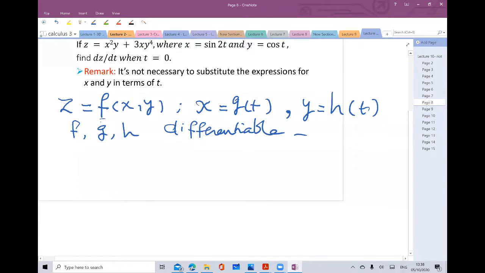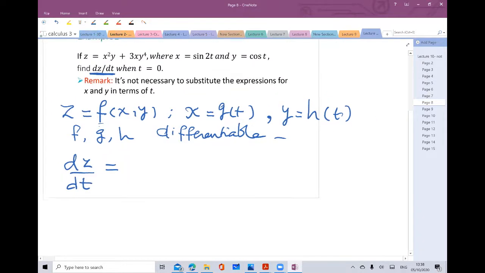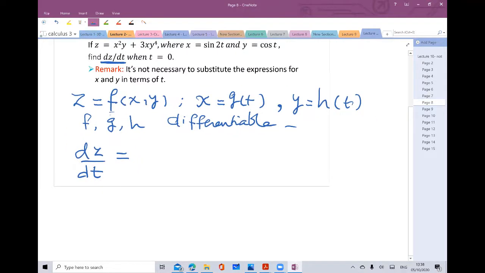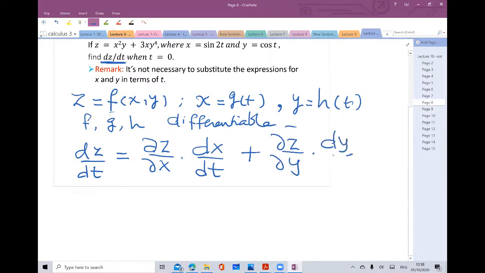Now let's look at what's requested. It is requested to find dz by dt. Let's write the chain rule, then apply it to the function. The chain rule: z is a function of two variables, so I expect to have two terms in my chain rule. The first one is equal to partial z partial x times the derivative of x with respect to t, dx by dt, and x is a function of one variable, plus partial z partial y times dy by dt.